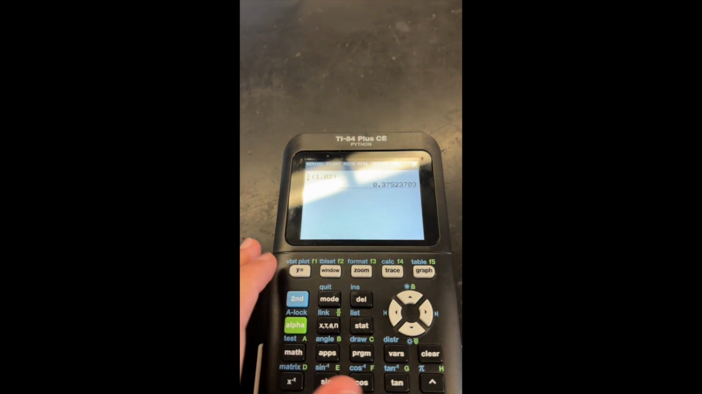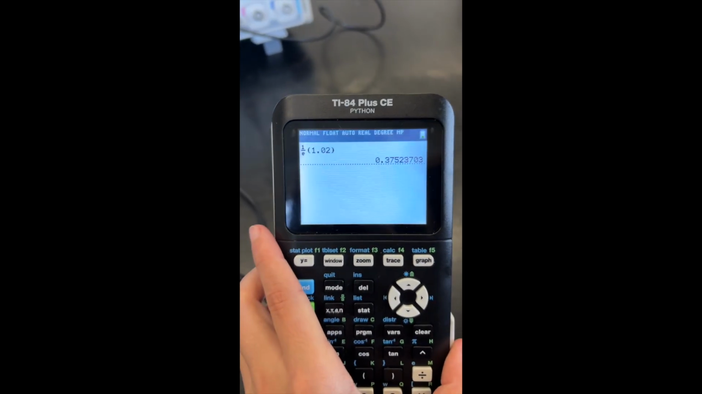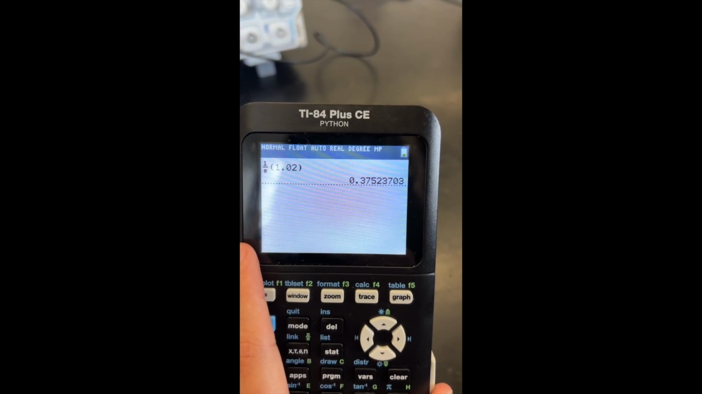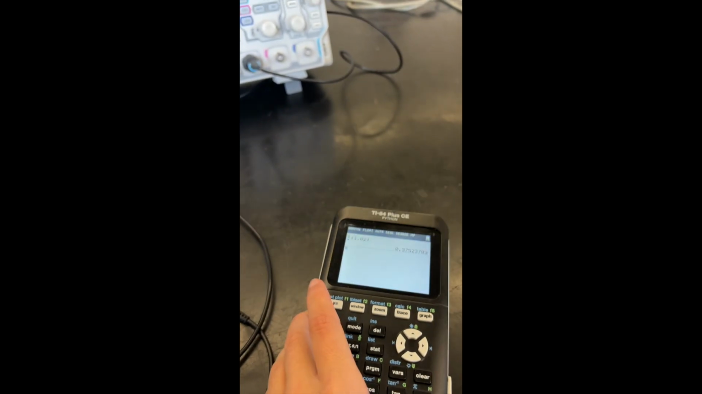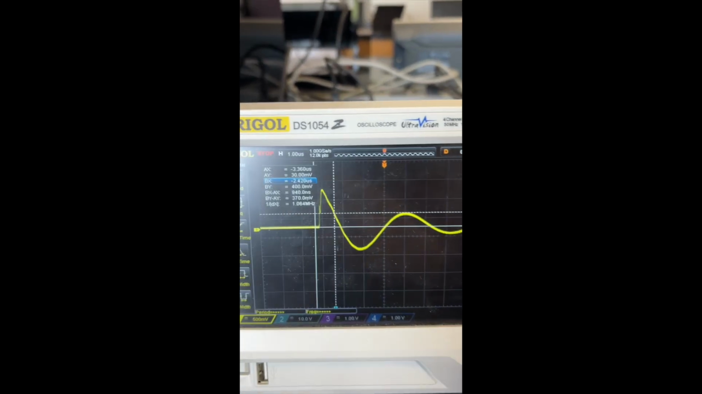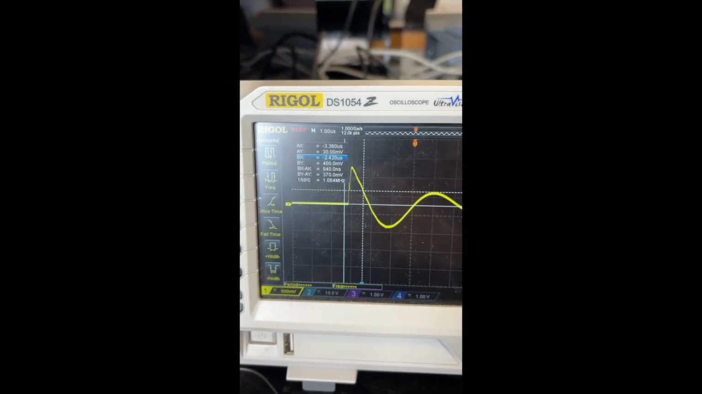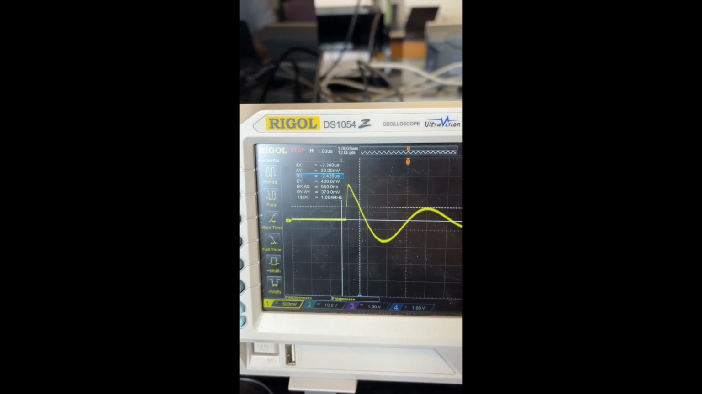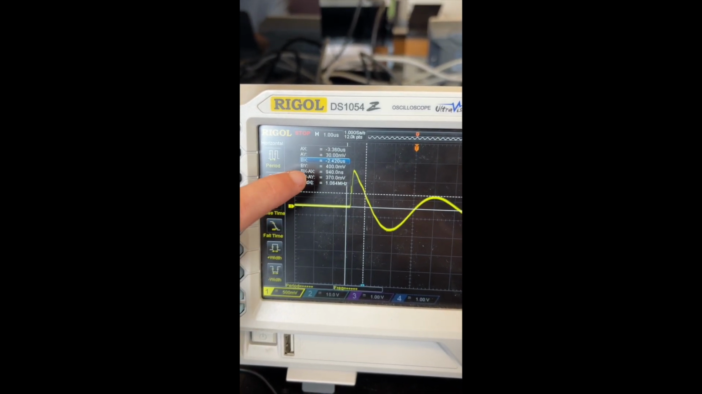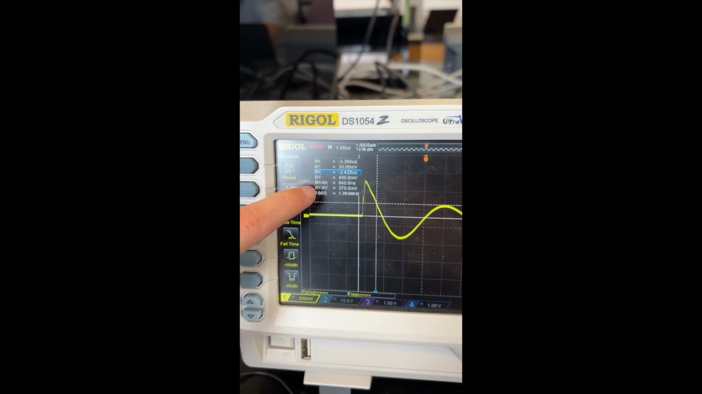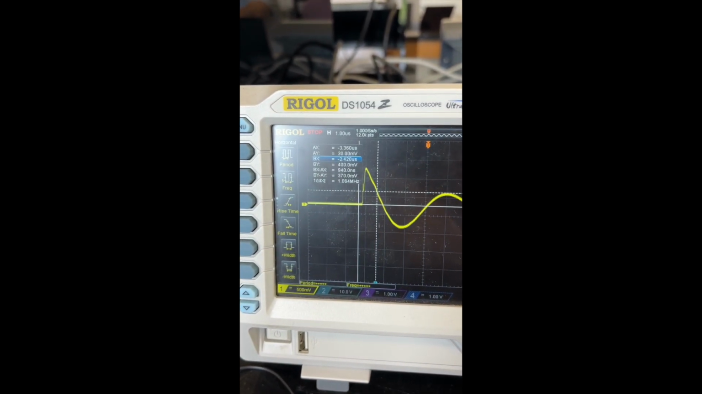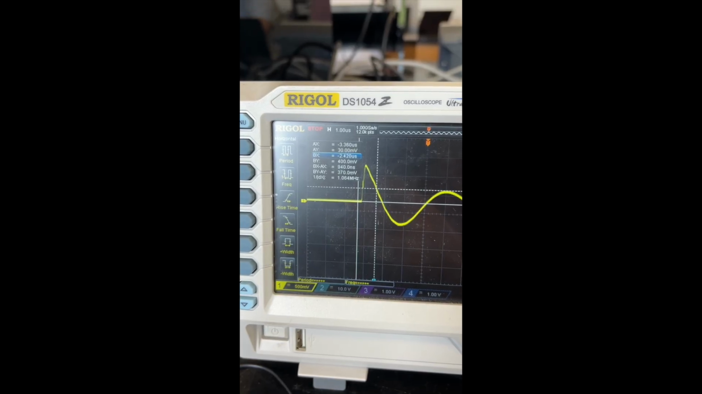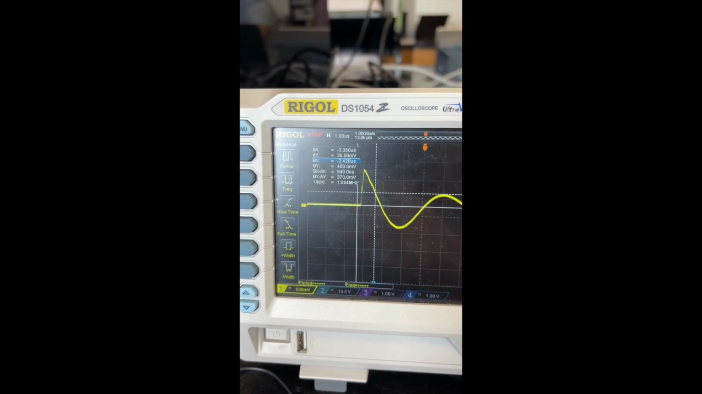Now I'm calculating the time for my V out to be 1 over E times the peak voltage. So I've taken my peak voltage of 1.02 volts and multiplied it by 1 over E, and I got 375 millivolts. So I just moved my cursor until it was at about 375 millivolts. It only lets me go between 370 and 380 here for the BY minus AY. So I'm just at 370, and I'm getting a time, the BX minus AX, of 940 nanoseconds.